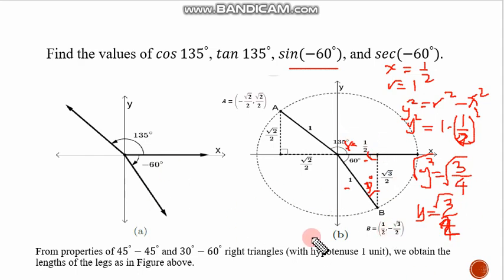Since our angle is located in quadrant 4, the x here is positive, which is 1 half, and of course the y is negative, so we choose negative square root of 3 over 2. So for negative 60 degrees, we have 1 half and negative square root of 3 over 2. We will continue this in another video.